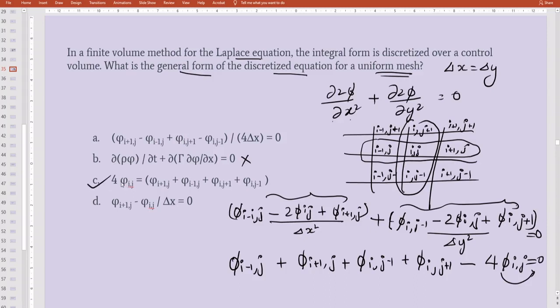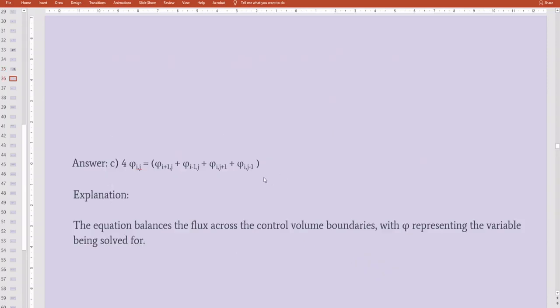You can check that: 4 times phi ij is equal to phi i plus 1 comma j and so on. So you can see the predecessor and successor terms at the same j values, and also how it changes vertically. So our answer is option C. This is for a two-dimensional uniform mesh.